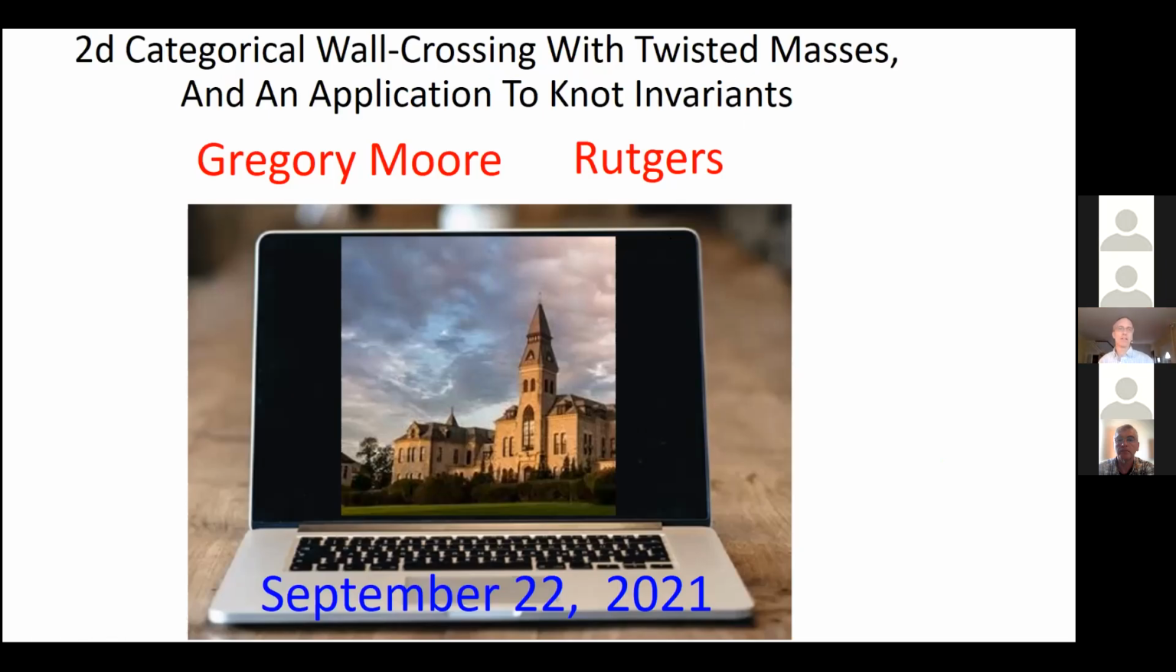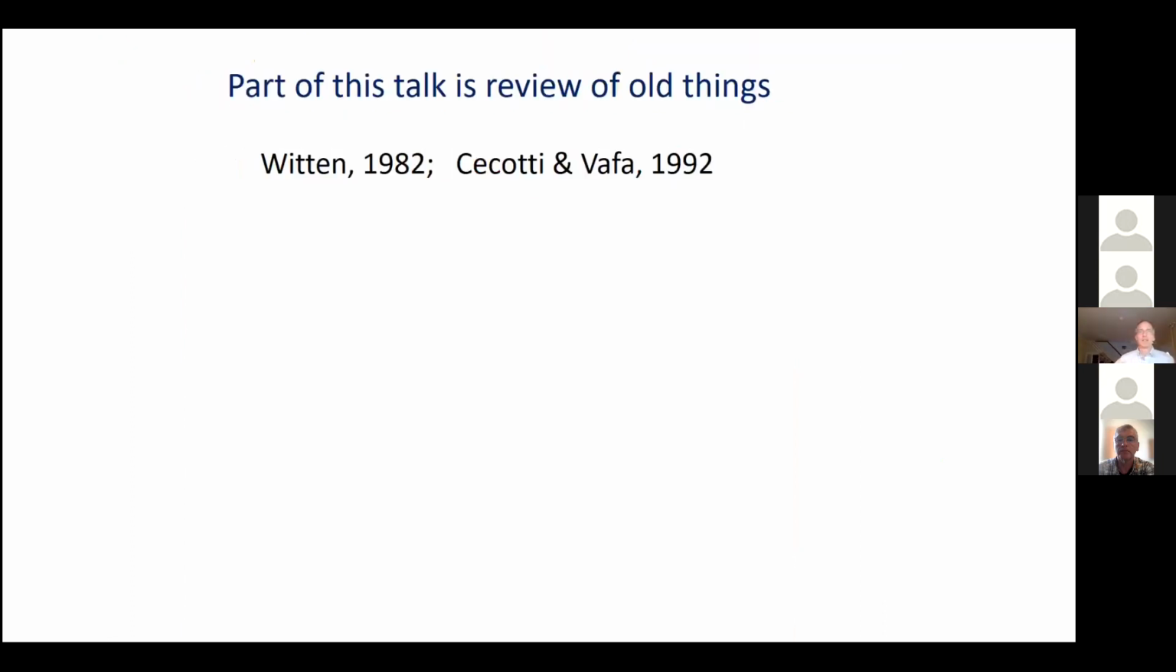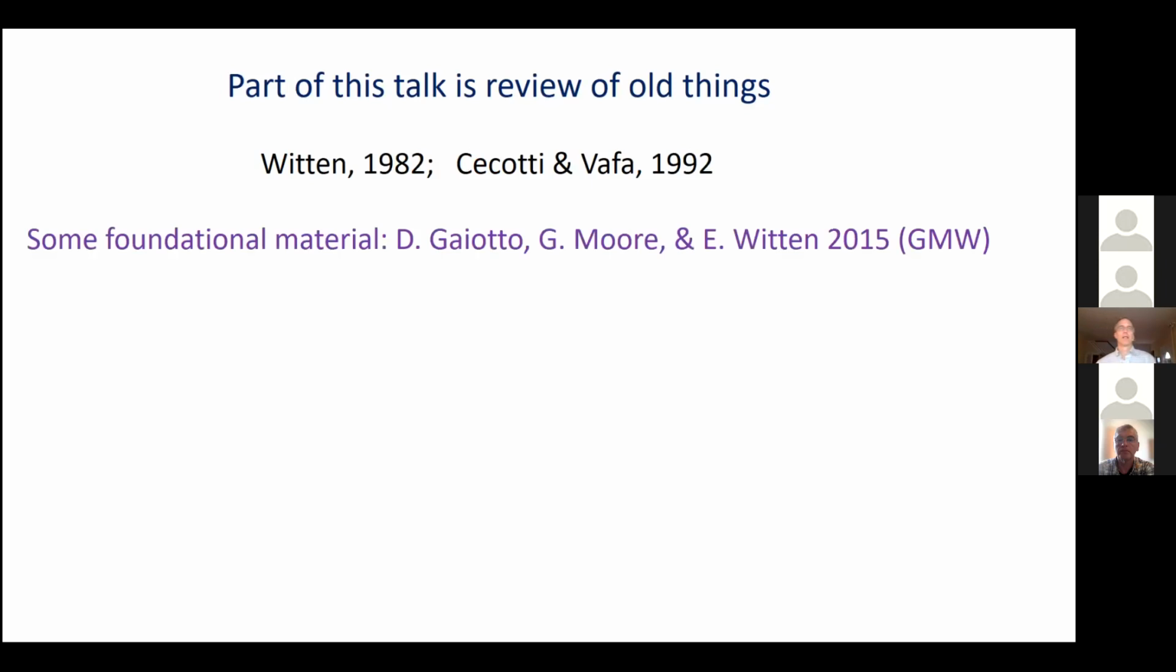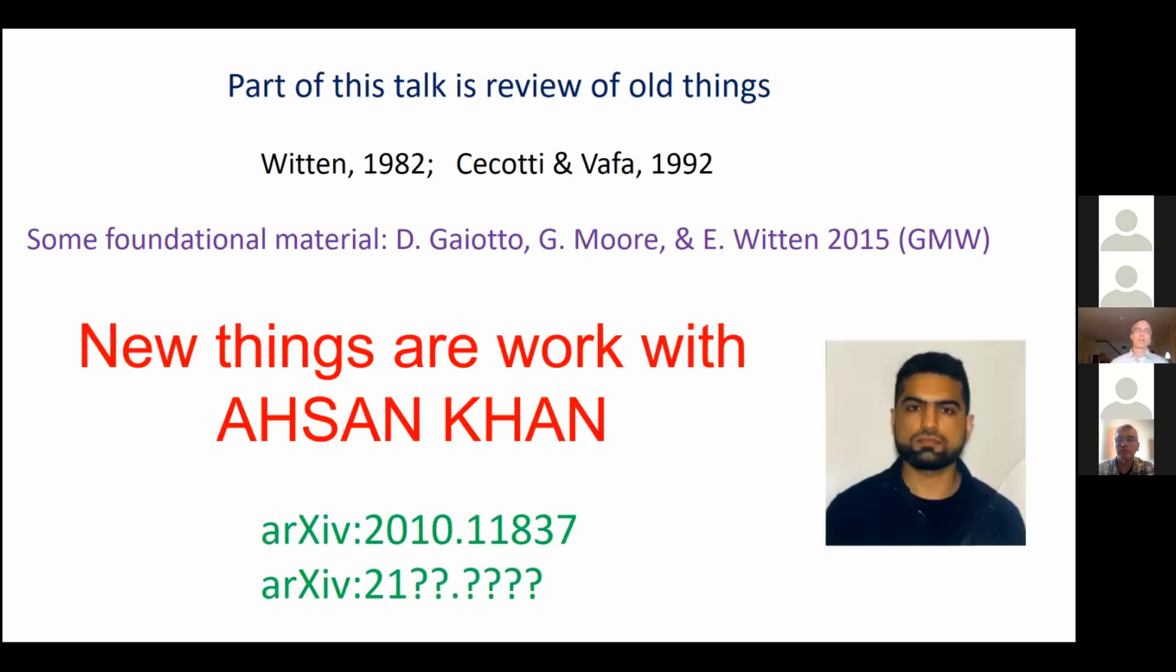All right. Yes. So thank you, Jan, for inviting me to give a seminar. The title of my talk is 2D Categorical Wall Crossing with Twisted Masses with an Application to Knot Invariants, if you're patient enough at the end to listen to that. Part of this talk is a review of old things going way back, and also some foundational material with Davide Gaiotto and Edward Witten from a paper several years ago. And the new things are work with my graduate student, Ahsan Khan, who's actually my former graduate student. He just graduated about a week ago and is now a postdoc at the Institute for Advanced Study.